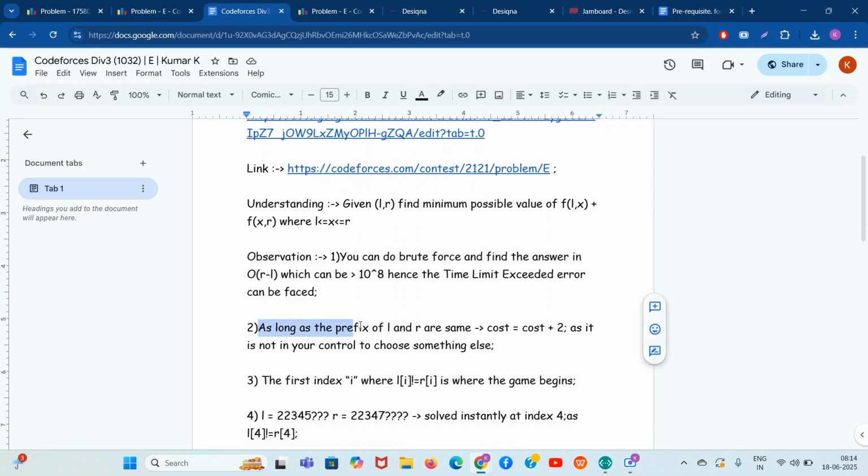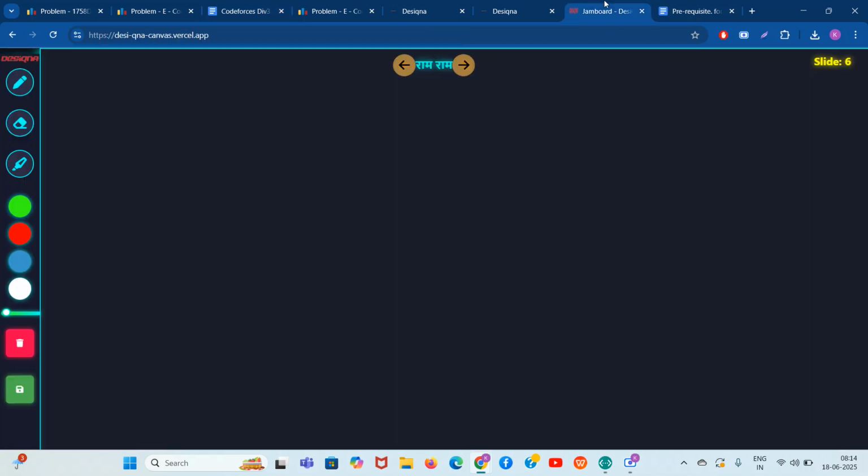As long as the prefix of L and R are the same, cost equal to cost plus 2 will happen, as it is not in your control to choose something else. Well, I'll try to show you what I'm trying to tell you. Let's say L is 1 2 3 4 7 8. Let's say R is 1 2 3 6 8 8.